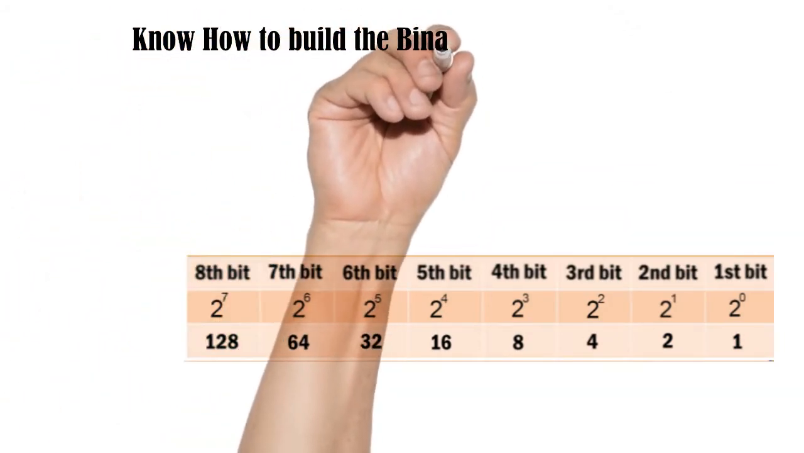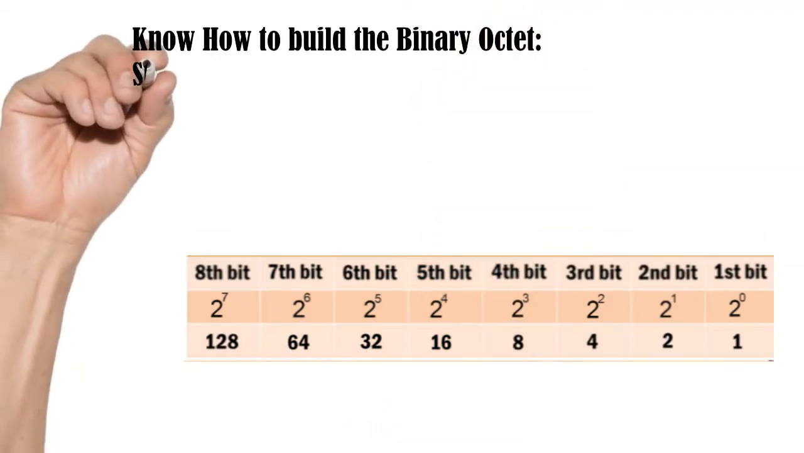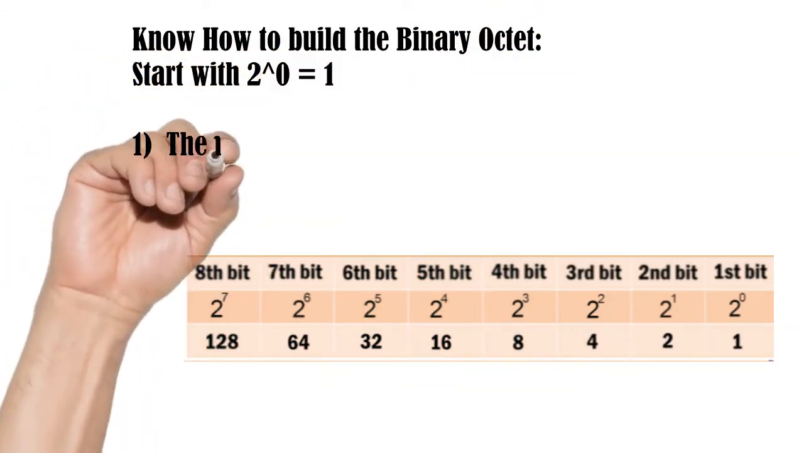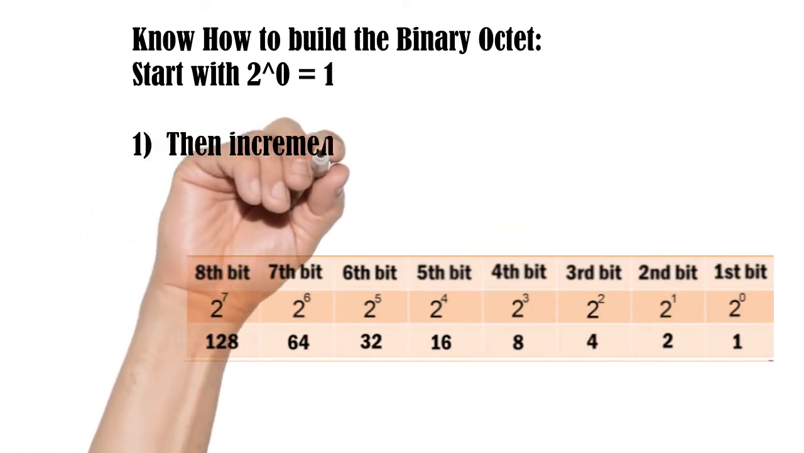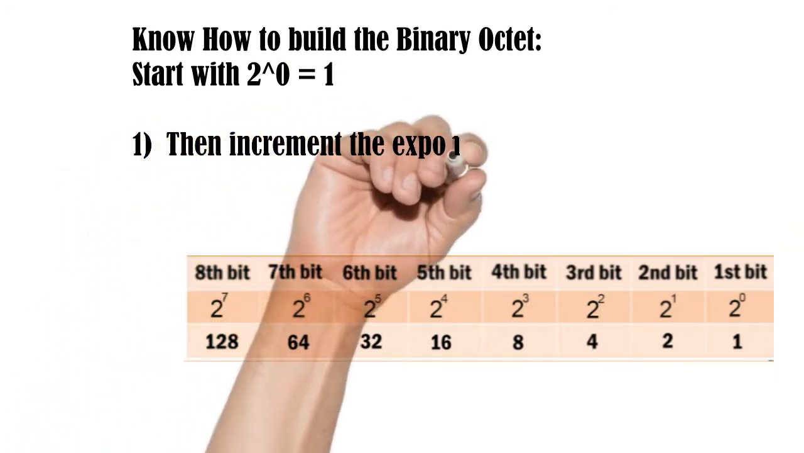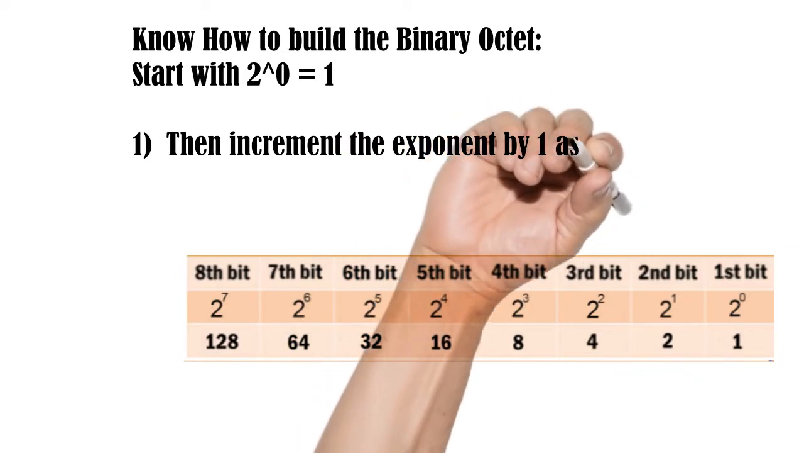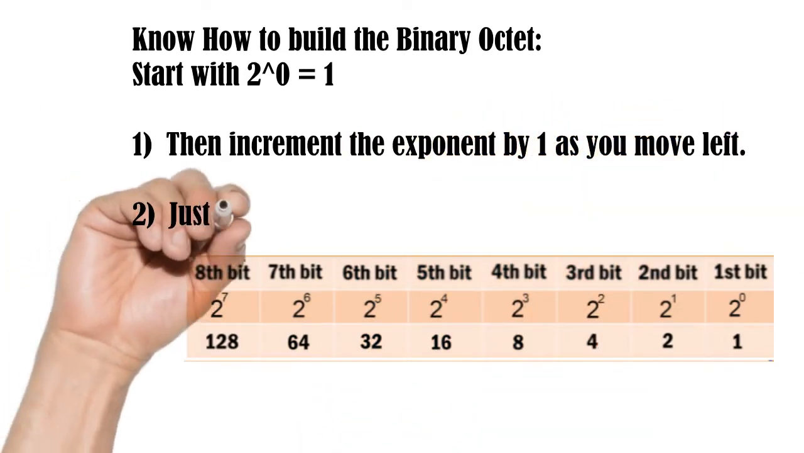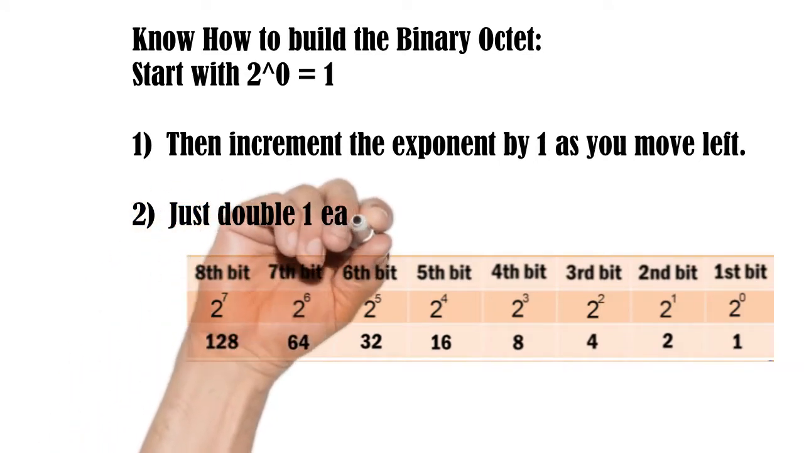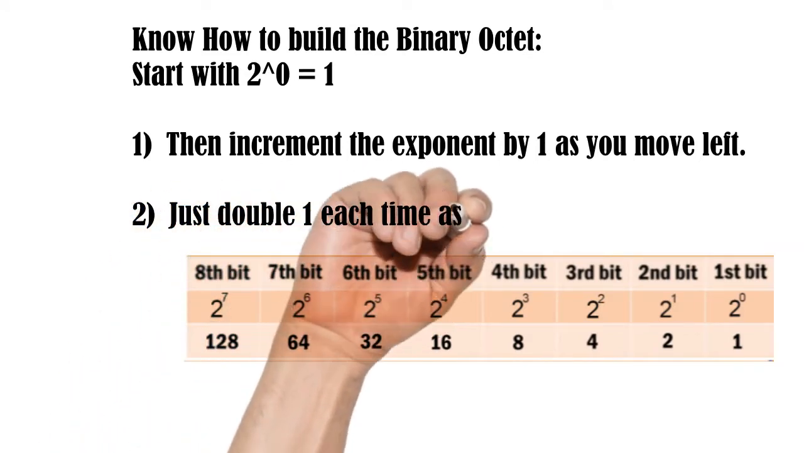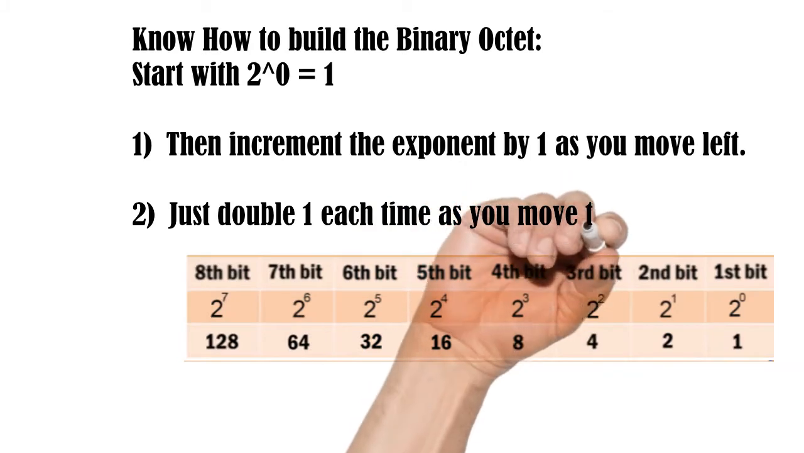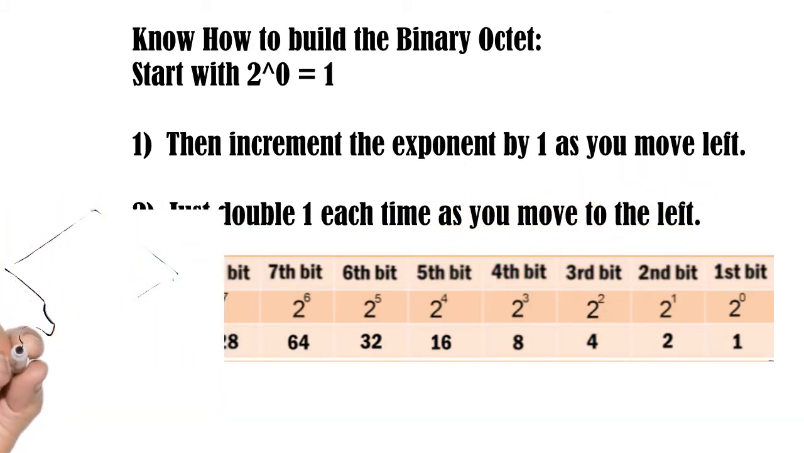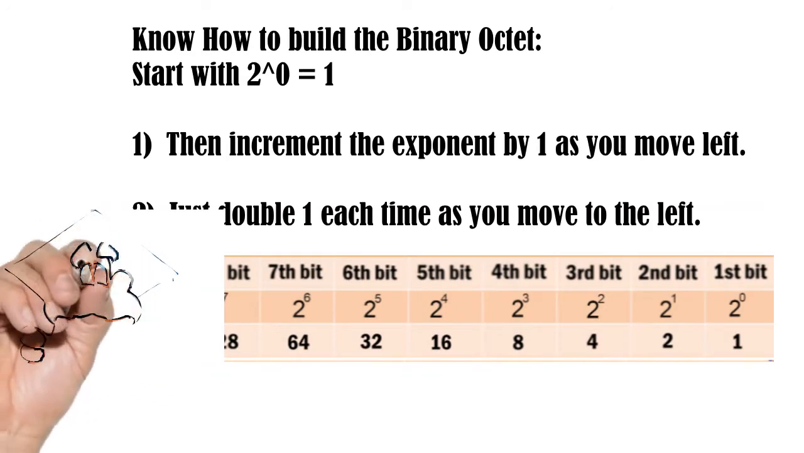So starting with that, putting 2 to the power of 0 on the top row and 1 on the bottom, we increment 1 by doubling it each time we write it down. 1, 2, 4, 8, 16, 32, 64, and 128. And on the top, we just increment the power of 2 by 1. So 2 to the power 0, 2 to the power 1, 2 to the power 2, etc. And there you have a nice usable template to make sure you don't make any math errors.